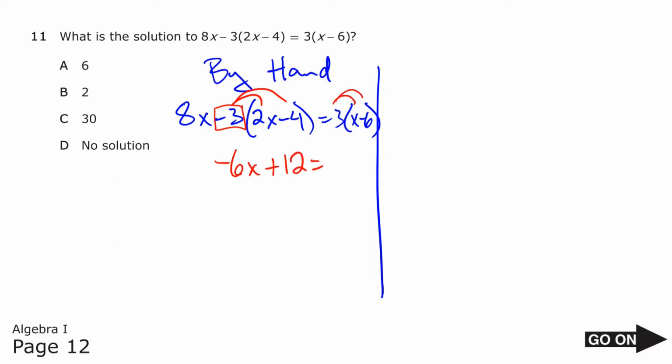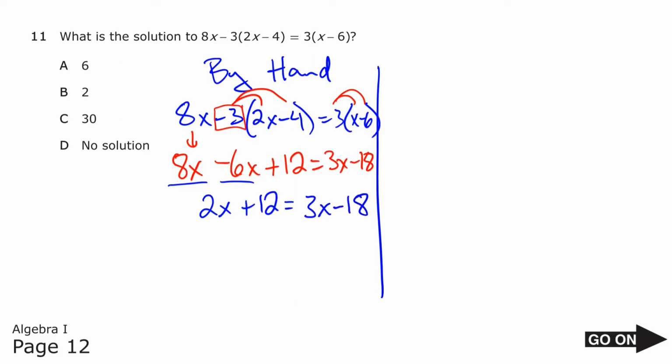Equals. We're doing the same thing here. We distribute. 3 times x is 3x. 3 times negative 6 is negative 18. We need to bring down the 8x as well, since we didn't do anything with that. Now we want to get all of our variables on the same side. Before we do that, we have to combine like terms. We have an 8x minus 6x, which would leave us with 2x plus 12. We're bringing everything else down.